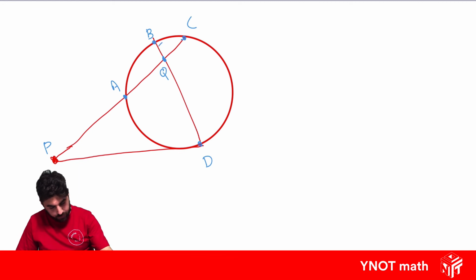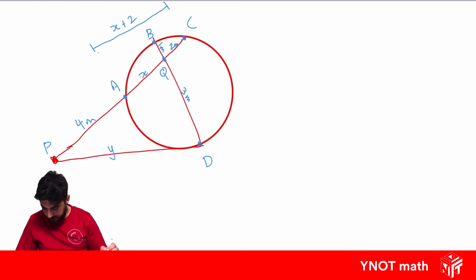Now, we know BQ is going to be 1 meter, DQ is going to be 3 meters, CQ 2 meters, AQ is going to be x, which means that AC is just going to be x plus 2. We know AP is going to be 4 meters. DP we'll call y. And first we're going to solve for x. We want to know what x is.